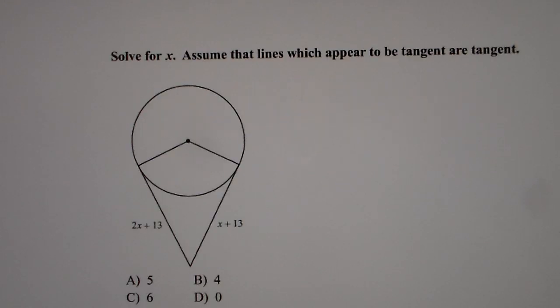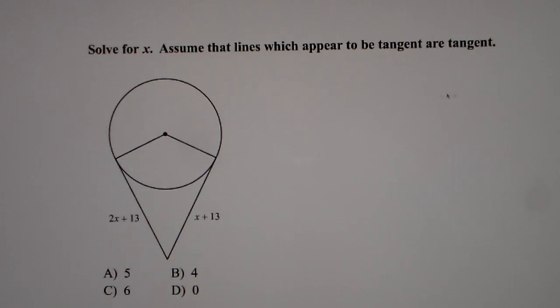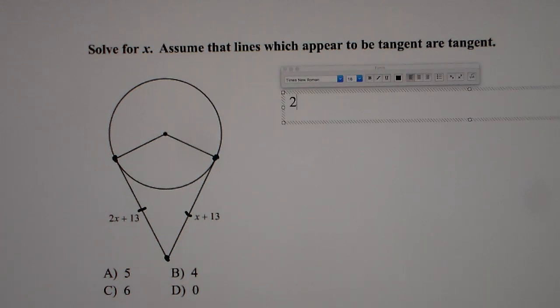Alright, so let's apply that concept to a couple problems. So here's our problem. It says solve for x, assume that lines which appear to be tangent are tangent. So that means, since we have a tangent line here and a tangent line here, those are the intersections. They cross each other here. That means this line and this line, these two tangent lines, are equal to each other. So then we have 2x plus 13 is equal to 1x plus 13.